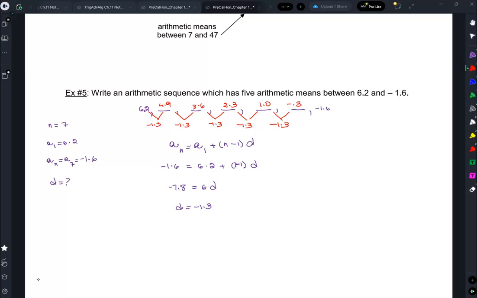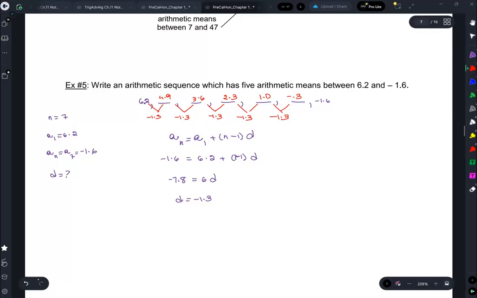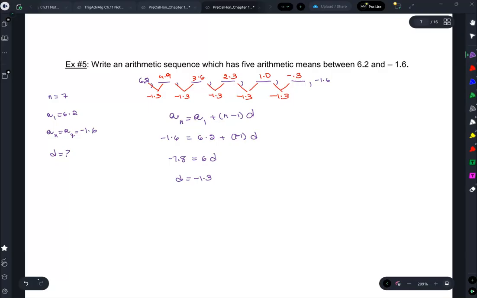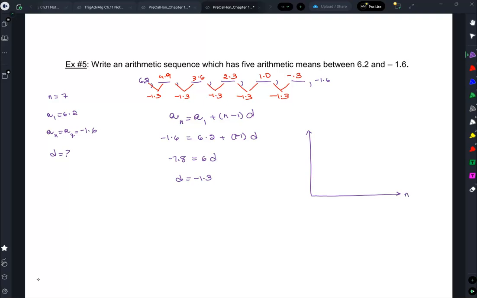Now, let's talk about what that means, okay? If I were to graph these numbers, remember how we were doing that before to see if it converged or diverged? If this is n and this is a sub n, the first number, let's say, is 6.2. Then you go down 1.3 and over 1. Then you go down 1.3 and over 1. You go down 1.3 and over 1. What does that look like to you? A linear function, right?